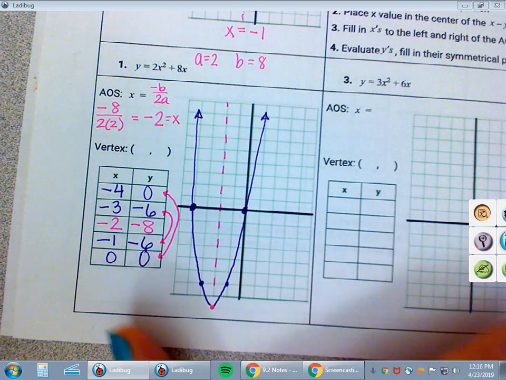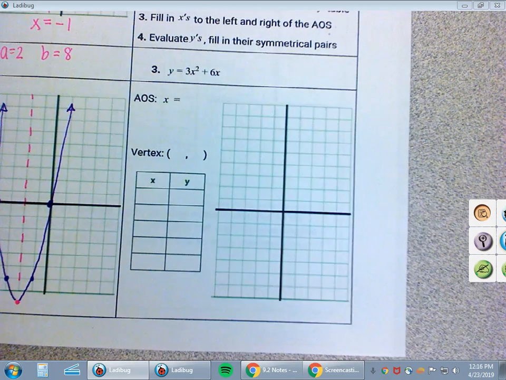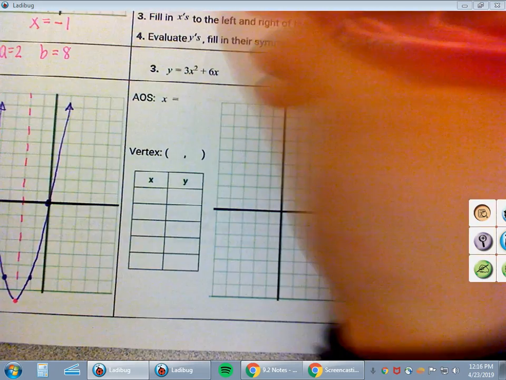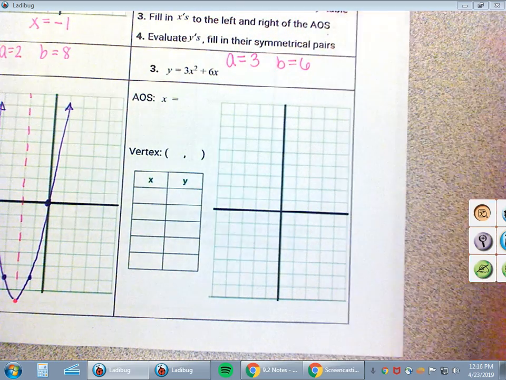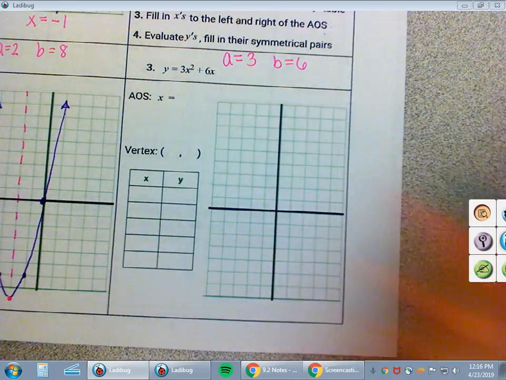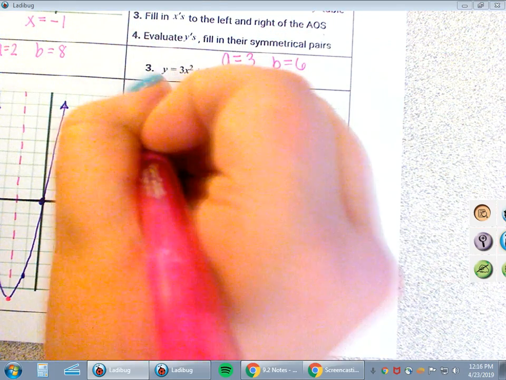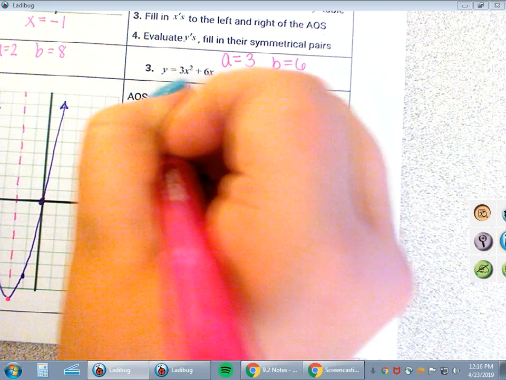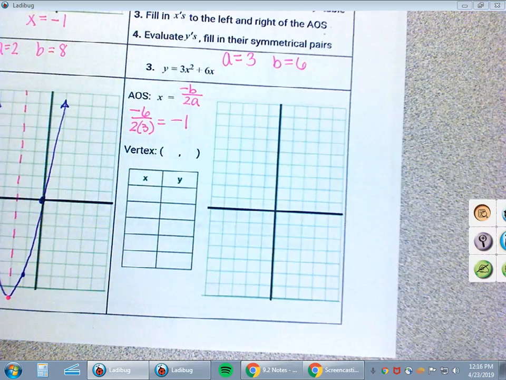Let's try another one like that. This next one, we have y equals 3x squared plus 6x. So first off, let's notate what our a and our b are. a is 3, b is 6. So our axis of symmetry is, again, negative b over 2a. So we've got negative 6 over 2 times 3. So negative 6 over 6 is just negative 1.